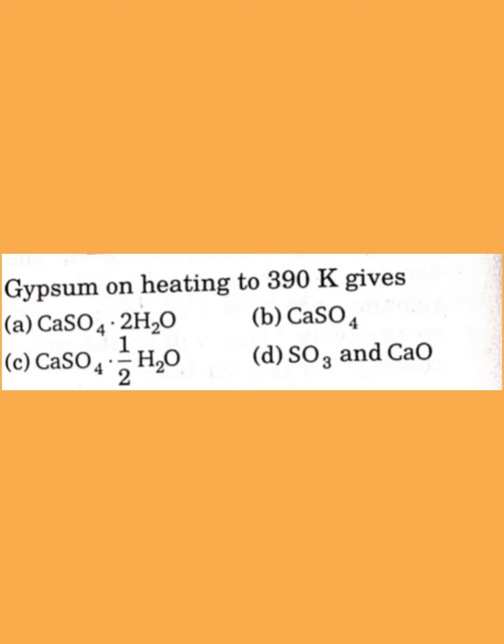What is gypsum? Gypsum is calcium sulfate dihydrate, that is CaSO4 2H2O, is called gypsum. When gypsum is heated at 390 Kelvin, it loses its water molecules and converts into CaSO4 half H2O. CaSO4 half H2O is also known as plaster of Paris.